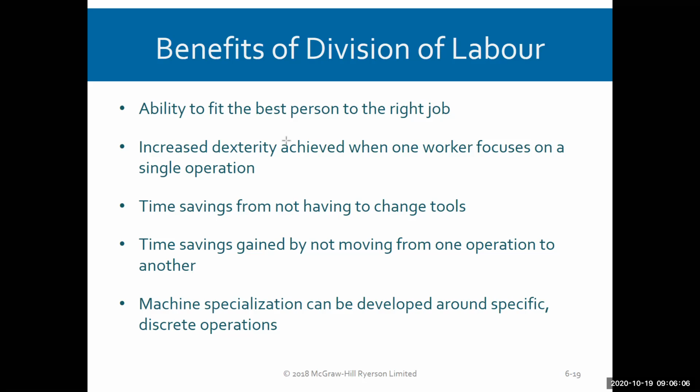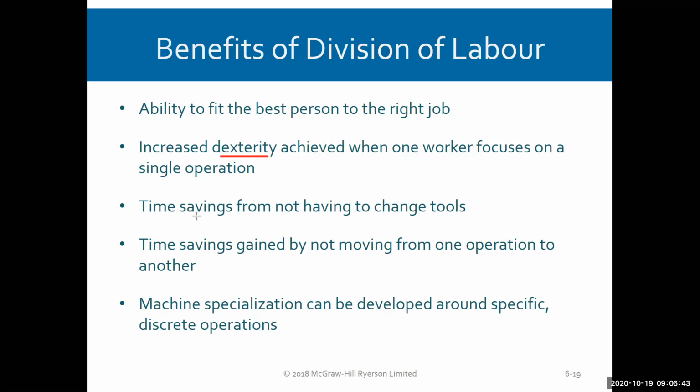Also, you get increased dexterity, as anyone would know, when one worker focuses on a single operation. So if someone starts pounding the hammer for a while, at first they're going to be really slow and take 5 or 6 taps to get the nail in. Maybe they hit their thumb a few times and that slows them down quite a bit. But after a while, they just set the nail, pound it in. Set the nail, pound it in. They become a lot better, increased dexterity, when they focus on a single operation rather than having to do many.